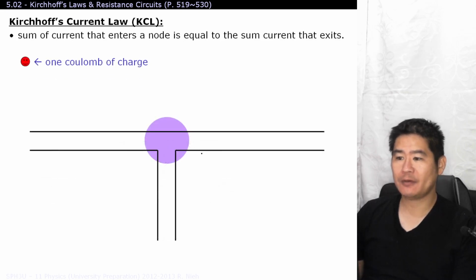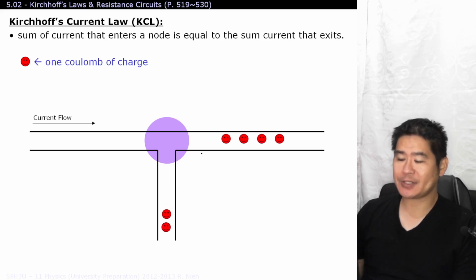So let's say that we have 6 coulombs moving into that node. The moment they pass through that node, in total it should still add up to, excellent, 6 of them. They don't have to evenly distribute out. It just has to add up to the same quantity that enter in.